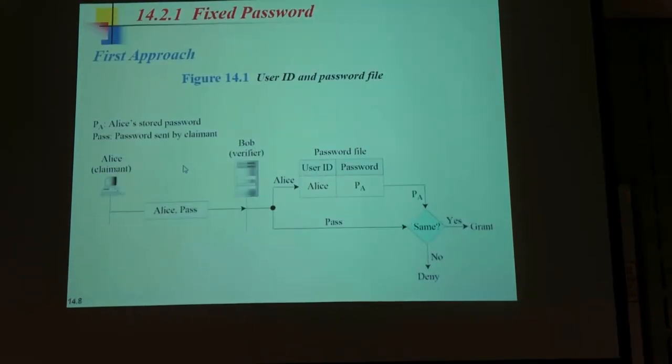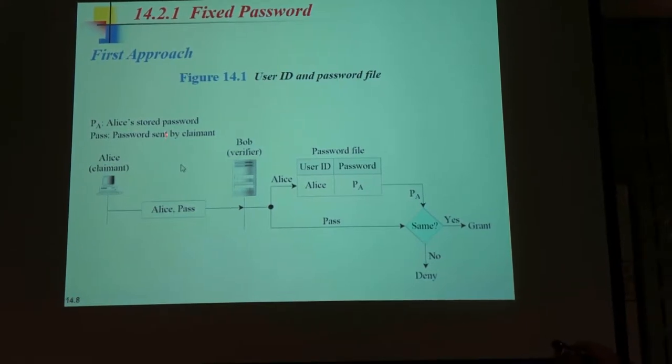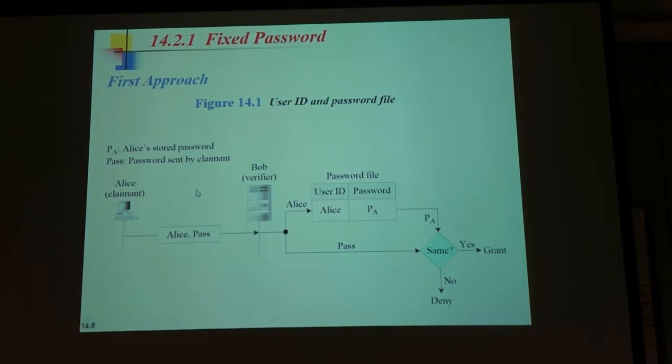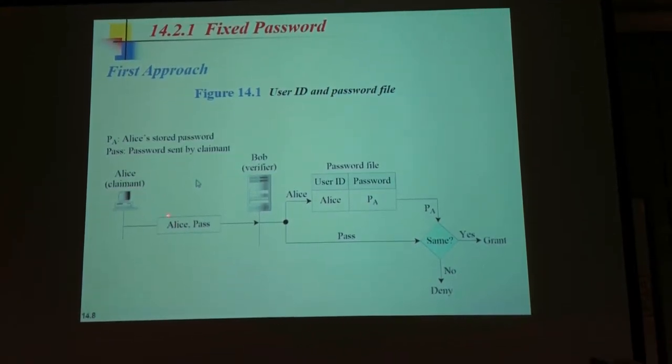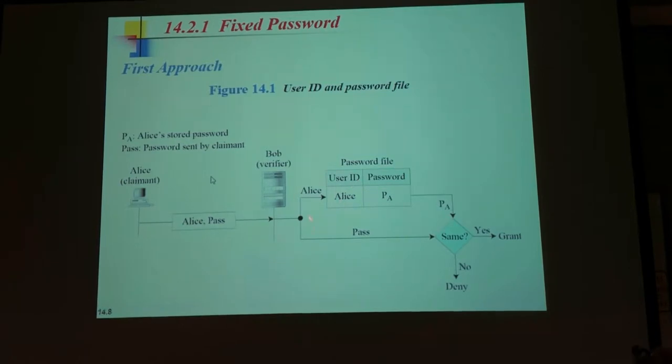Nothing is new, right? So for example, if you look here, there is a user ID and password file. This is Alice's computer, with Alice's stored password, and the password sent by the claimant. Now Alice, the claimant, sends her ID, Alice, and then the password. It goes to Bob, the verifier. Bob has a table, the password file, with user ID and password, like a lookup table. It will look for the line that has Alice and check the password. The stored password goes in here, the sent password goes in here, and you compare them. If they are the same, you grant access. If not, deny the access, all right?